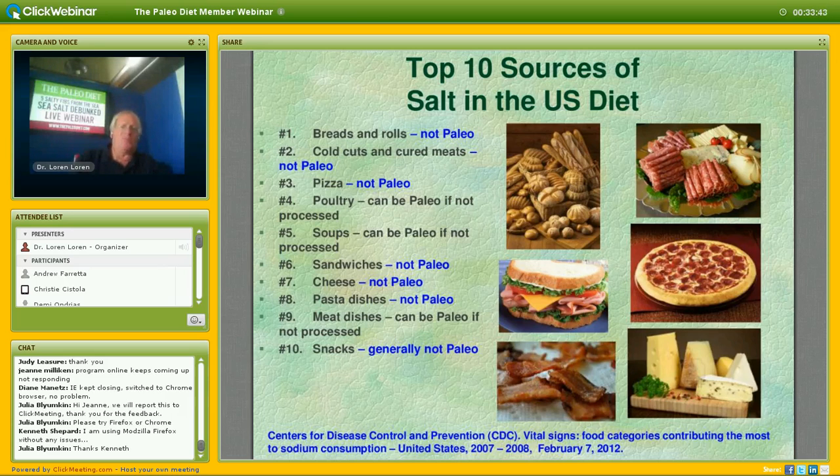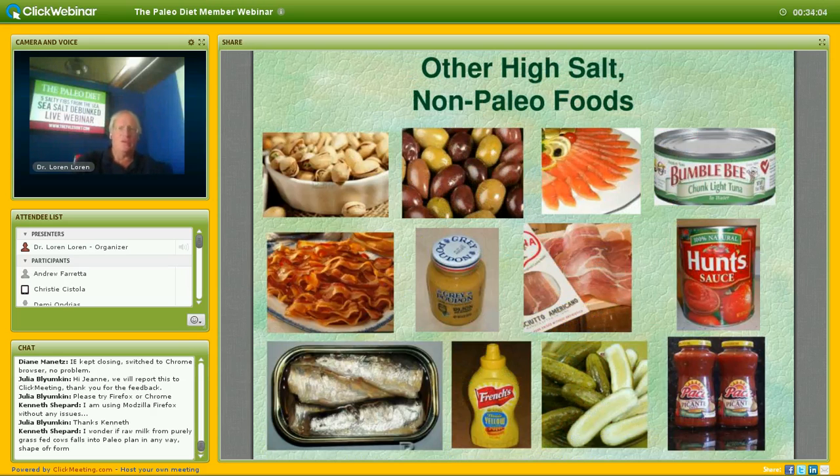We've already talked about cheeses. Pasta dishes are simply not paleo. All meat dishes except for processed meats can be paleo, particularly if you cook them in a manner in which you don't add salt. Most snacks, chips and so forth, are not paleo, but there are very many options for healthy snacks that I've talked about in all of my books.